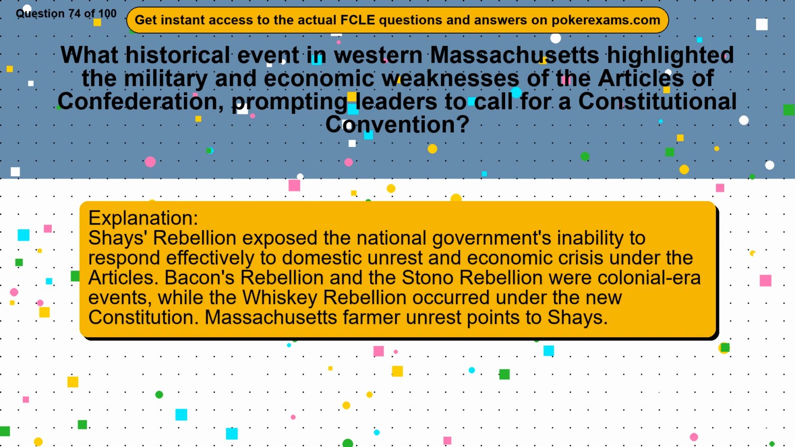Shays' Rebellion exposed the national government's inability to respond effectively to domestic unrest and economic crisis under the Articles. Bacon's Rebellion and the Stono Rebellion were colonial-era events, while the Whiskey Rebellion occurred under the new Constitution. Massachusetts farmer unrest points to Shays.